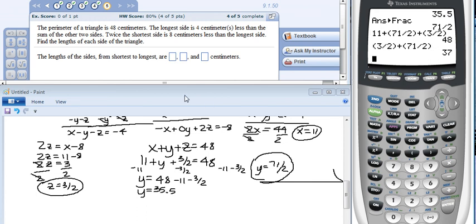We get 37. And the longest side is 4 centimeters less than the sum of the other two sides. No, that's not true. So we did make a mistake. Don't you love it? You probably know where it is. All right.